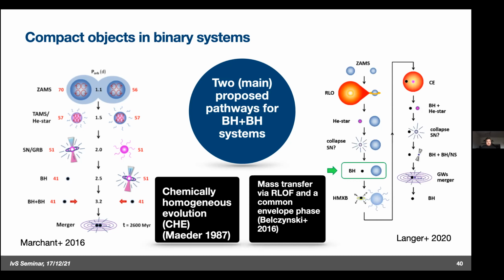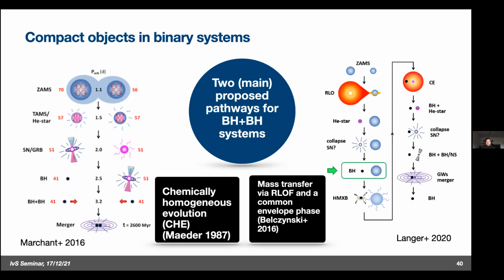A second main proposed pathway for these black hole plus black hole systems is a result of mass transfer via Roche-lobe overflow. This can happen in a system leading to common envelope evolution, where the two stars share a common envelope, and this can produce black hole plus black hole or black hole plus neutron star systems, for example. So these are the two main ones. There are a few other proposed pathways for these systems, but I won't mention them here. But observational constraints are needed to validate these pathways, so we need to observe binary systems at all stages throughout their evolution in order to validate these.